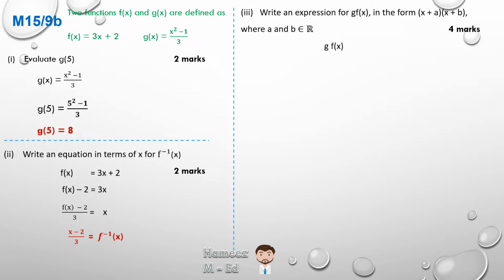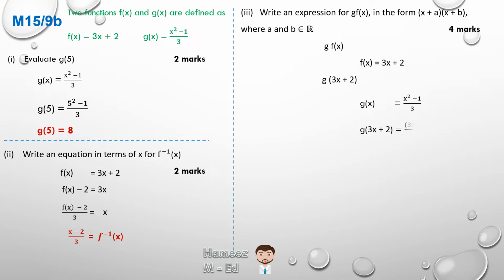So g f of x, that's what we want to find. So let's first of all find f of x. And we're given that f of x is equal to 3x plus 2. So we can replace g f of x because we know what f of x is. So that is the same as finding g of 3x plus 2. And let's write the function g of x is equal to x squared minus 1 all over 3. And let's substitute. Instead of x, we're having 3x plus 2. That's what we want to find.